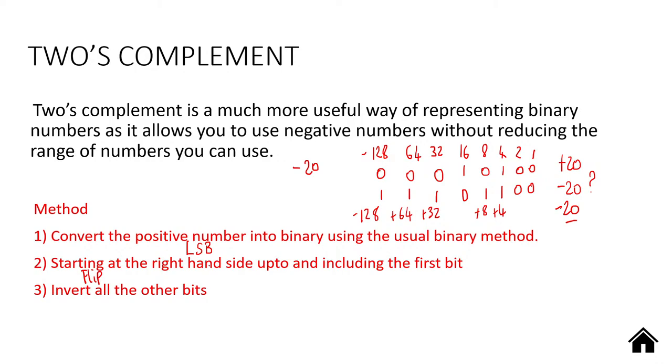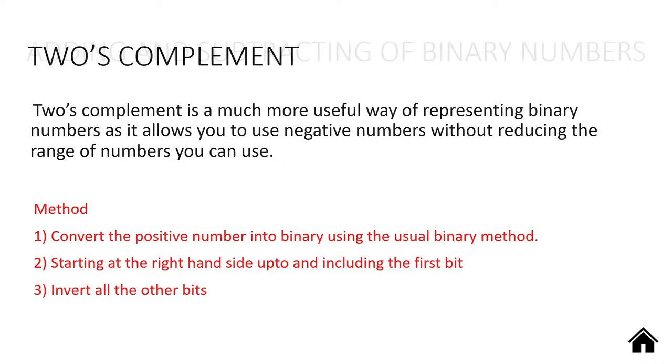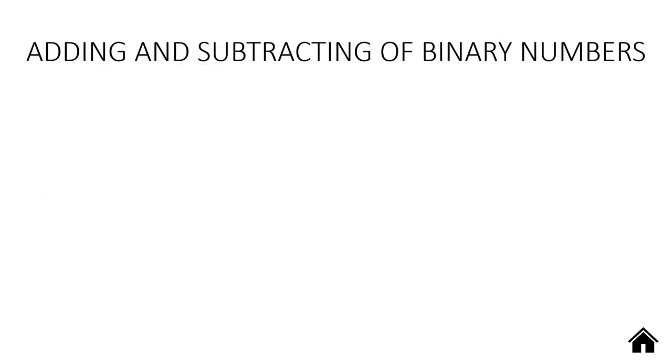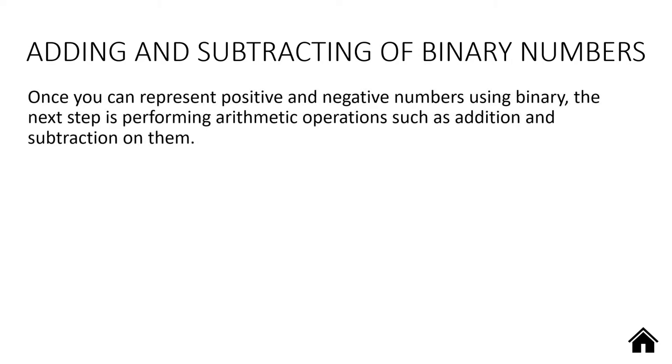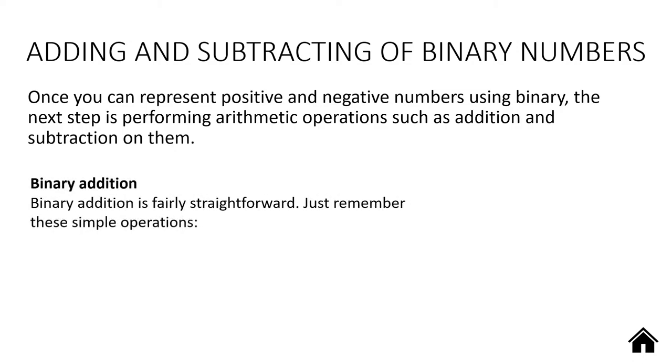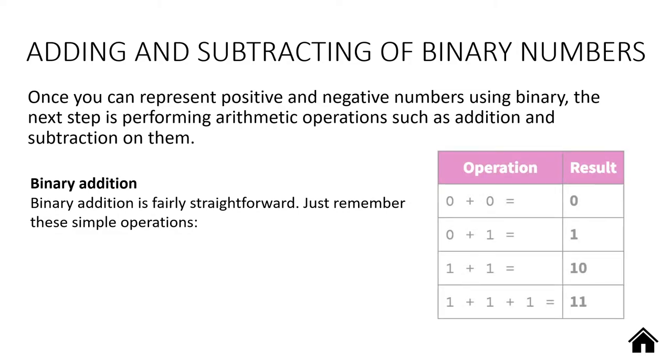Wonderful. It's all because of this last most significant bit becoming a negative number. All right? So when we ask you to add and subtract binary numbers, you need to make sure that you are using 2's complement. So binary addition is dead straightforward because all you've got to do is remember these things here.